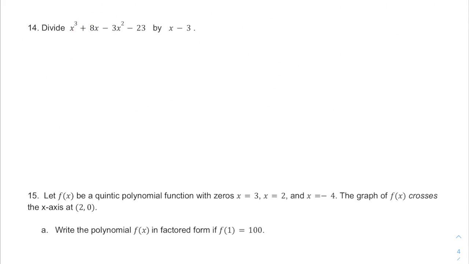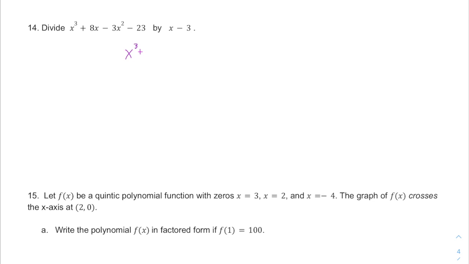All right, looking at number 14 here, we're going to just practice our polynomial division. So it says to divide x cubed plus 8x minus 3x squared minus 23 by x minus 3. And this practice problem is nice because we will end up with a remainder, so we can see what our options are for when we have a remainder.